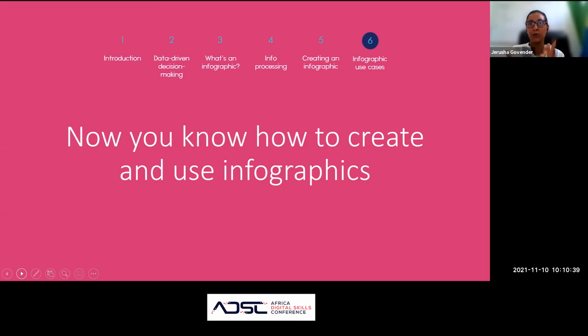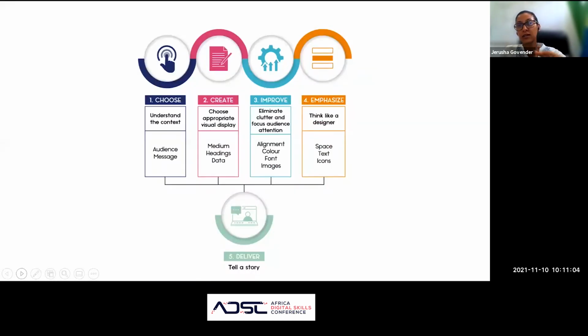So what I've shared with you now is the steps that you would follow, and I'm happy to share those steps so that when you're creating your infographics, you can test out those different tools and use your own sources of information to try and build out an infographic. But now that we've done that, you now know how to create an infographic, and you also know how to potentially use an infographic. Let's just talk about some examples of this. So as I mentioned, the key thinking process to creating is first making the right choice, creating based on the appropriate medium and display, improving that, emphasizing, and then ultimately delivering it.